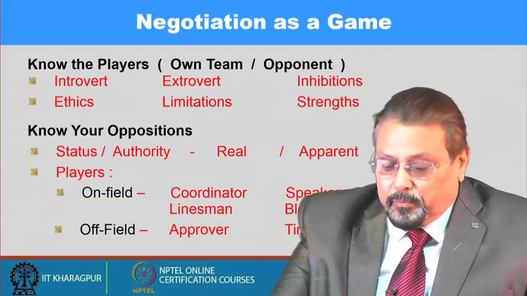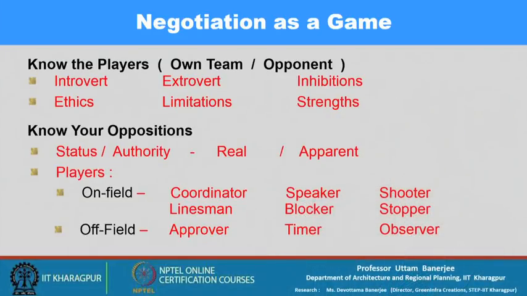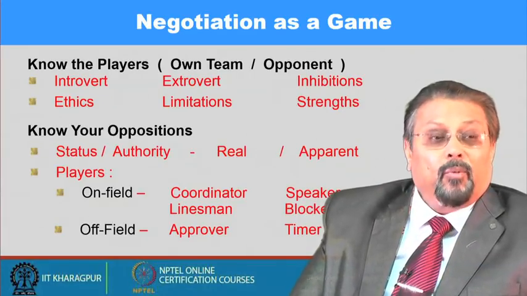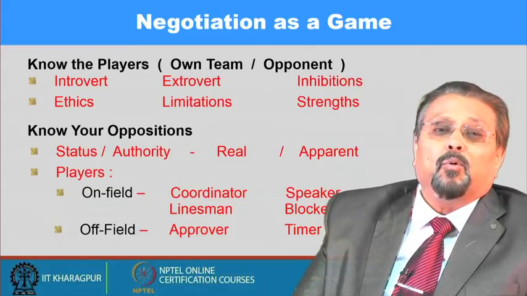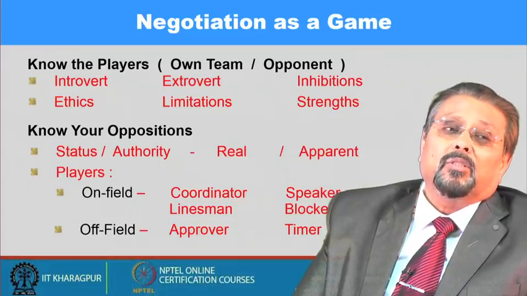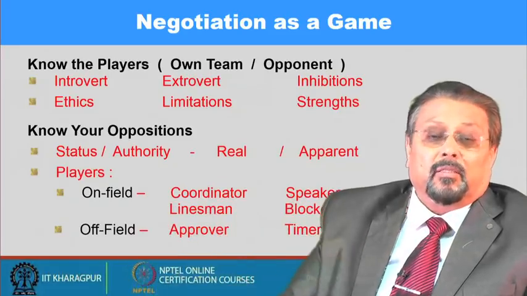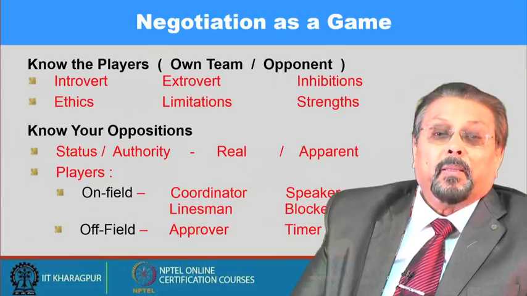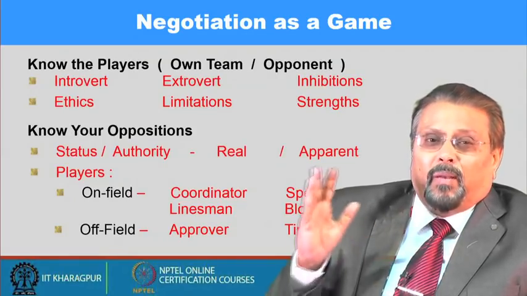There are timers who are off field, you don't see them, and there are observers. Amongst these 5 or 6 persons who came for the negotiation among the opponent group, you might find one person sitting and just watching. He hardly spoke a single word. He might have simply introduced himself and then kept on sitting idle. You might think that they have brought one idle man here. No, he is a person who is observing the whole negotiation. He is basically off field, meaning he is really not playing.